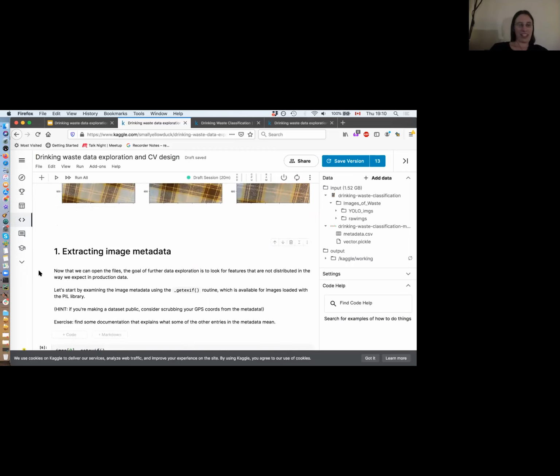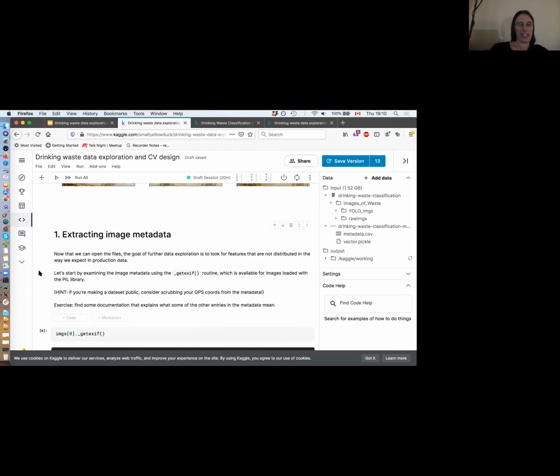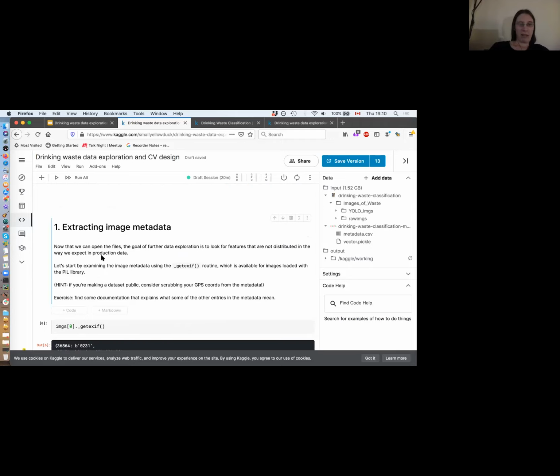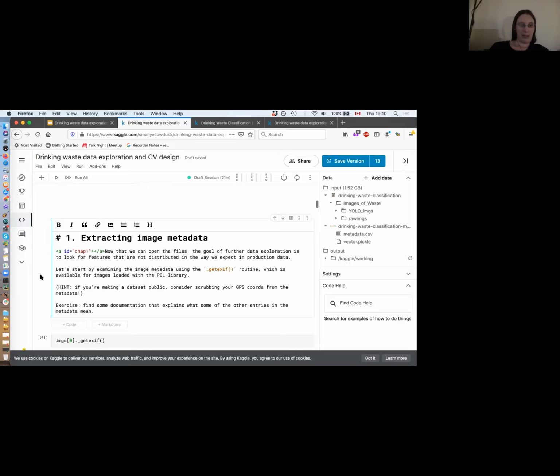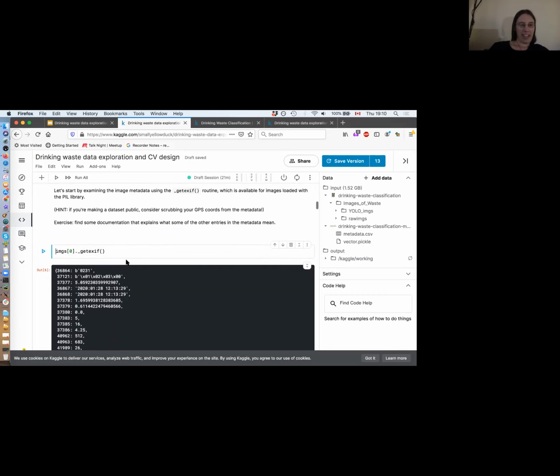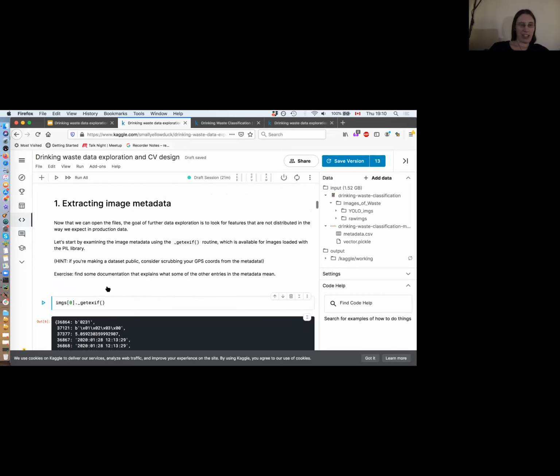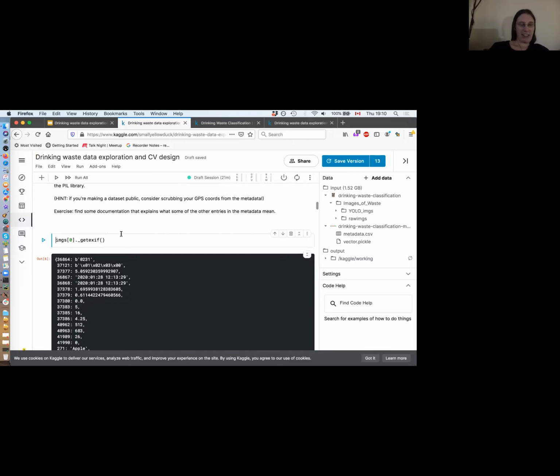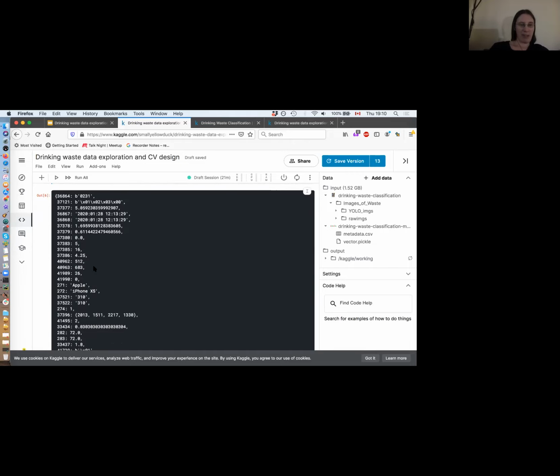Okay, so the first sort of exciting thing that we can do is try to pull out some metadata associated with the images. So usually when you have your phone camera, or really any camera now, you take a picture and there's a bunch of metadata associated with that. And if you use the Python image library, PIL, then you can get to the image metadata with this get exif command. And okay, so I picked an image 0. I ran get exif on it, and it spits out a whole bunch of numbers.